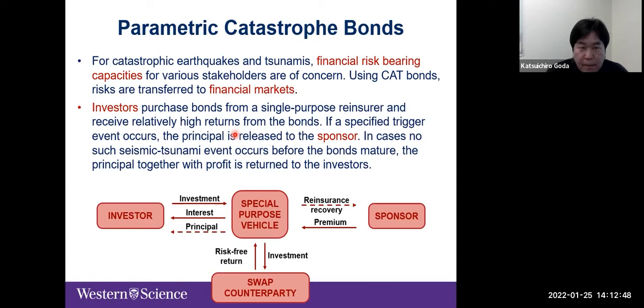And from the investors' point of view, it is a preferable product because it's relatively uncorrelated with market conditions, since those bond triggers are purely based on the occurrence of a natural disaster. And from the sponsors' point of view, there are several advantages, such that the funds can be available immediately, and that money can be used for recovery and response operations.